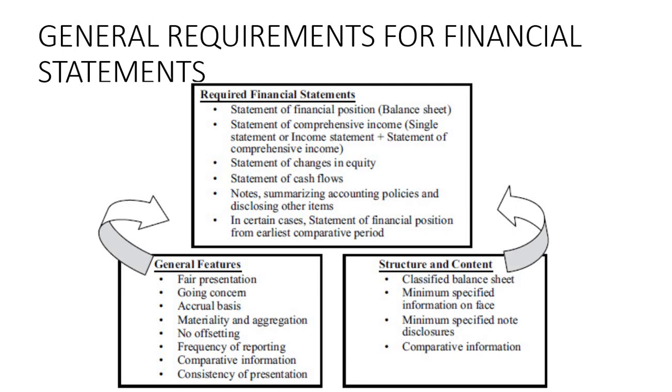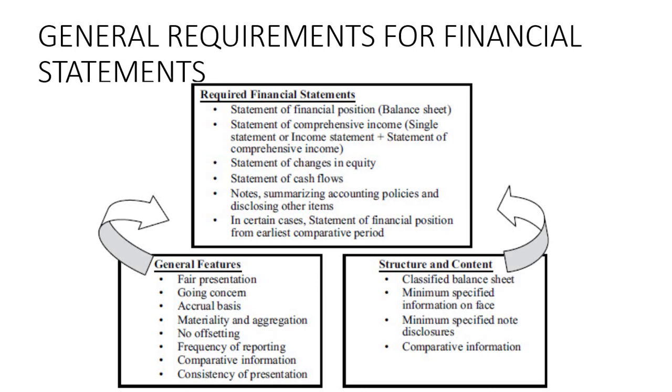Then you have a frequency of reporting, usually quarterly, semi-annual or annual. Then the information presented should be comparative. That means year 1, year 2, year 3. Consistency of presentation: the numbers are calculated on similar rules and standards.